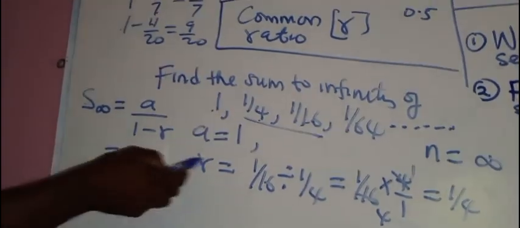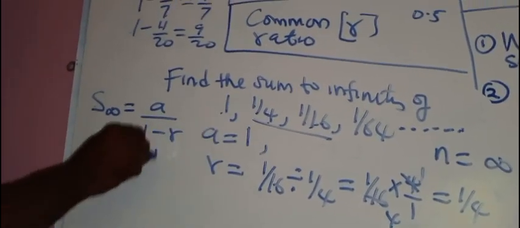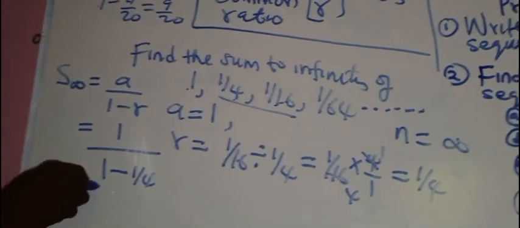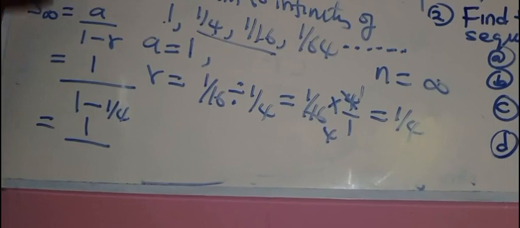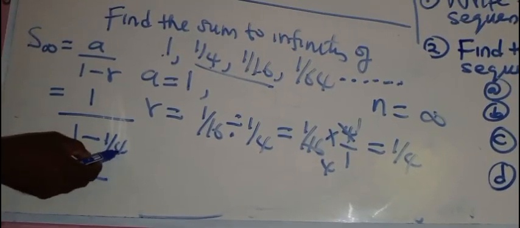So this is equal to, what is A? A is 1. You put 1 here. Over, this is 1 minus, what is R? R is 1 over 4. Now again, this is 1 over, what is 1 minus 1 over 4? Just like I told you, take away 1 from 4. That will be 3, then over 4.